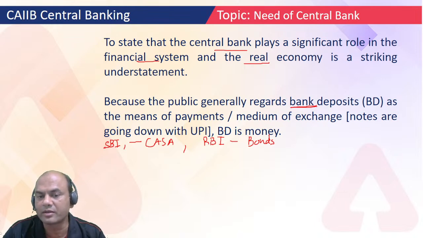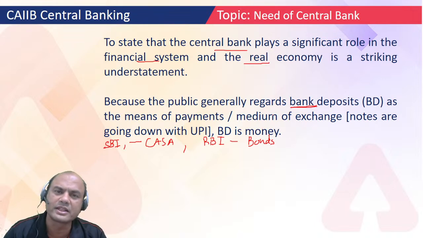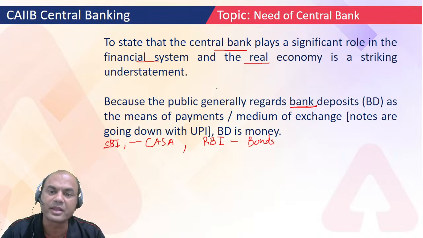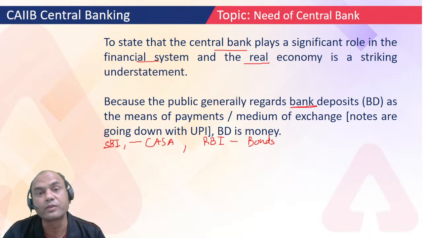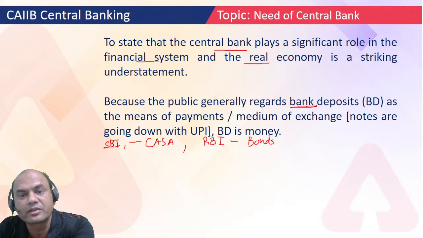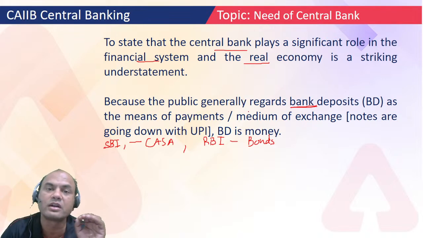So BD is money basically. What is BD? Bank deposits. BD means bank deposits, in the sense of savings and current accounts. Remember, savings and current accounts, and CC also, cash credit, play a major role in the economy. That is called floating money, isn't it? Saving, current and CC, that is floating money. So they play a major role, and RBI's role mainly focuses on developing these three products.